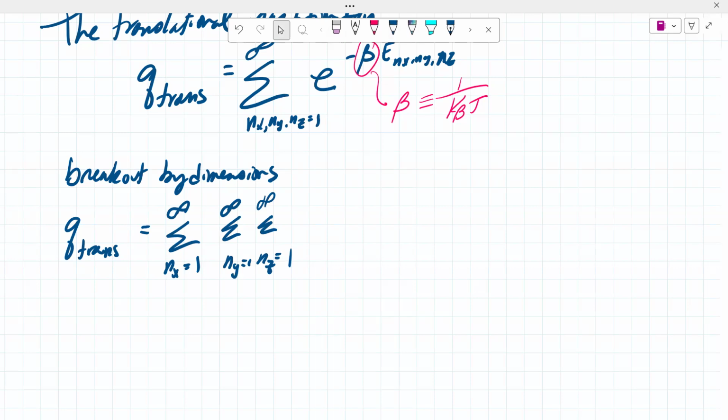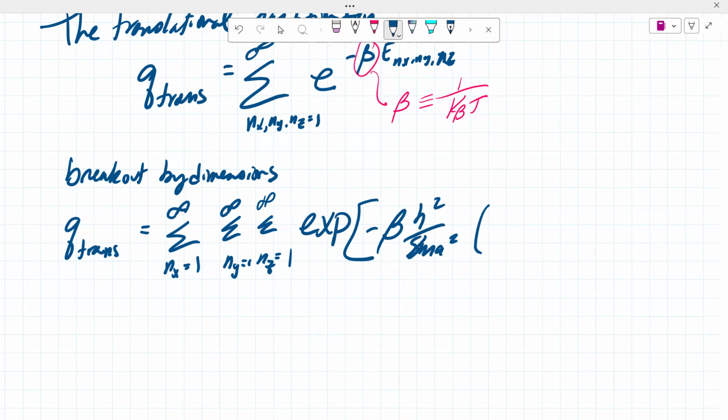Yeah, so it's kind of hard to differentiate exponents, and I don't want to write this whole big thing in teeny letters. So I'm going to write exp. That just means e to the, the same thing as this up here. I'm just going to do that so I can write it bigger. On here we got this beta, h squared over 8ma squared, times n sub x squared plus n sub y squared plus n sub z squared. This, and then we close the parentheses.